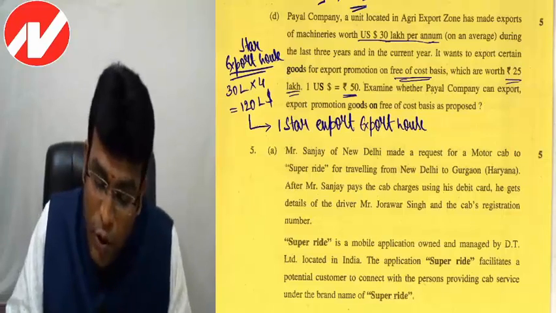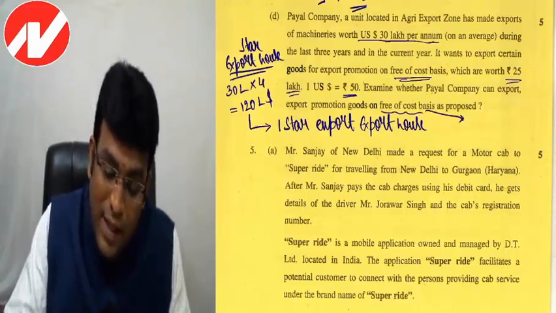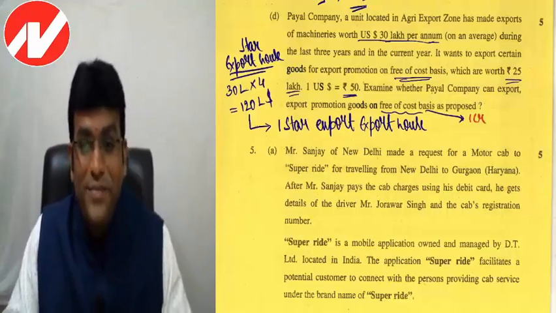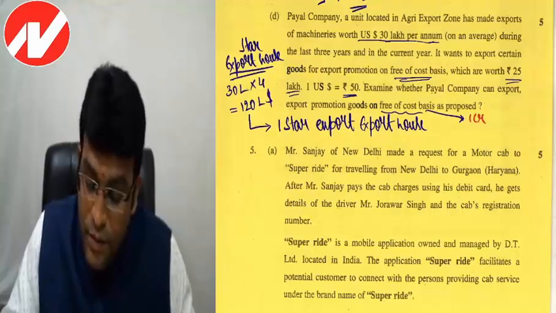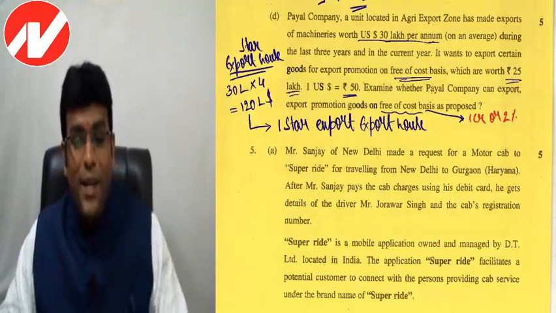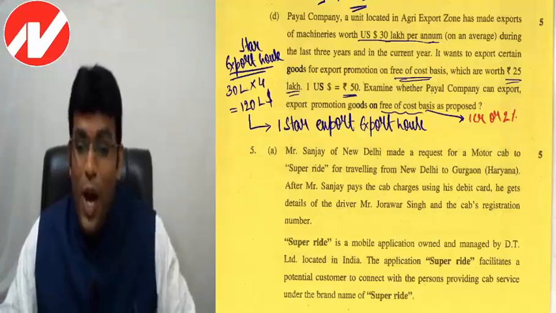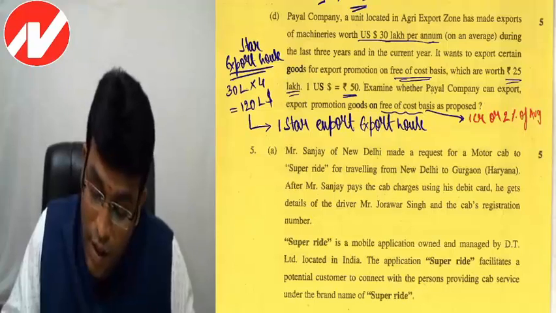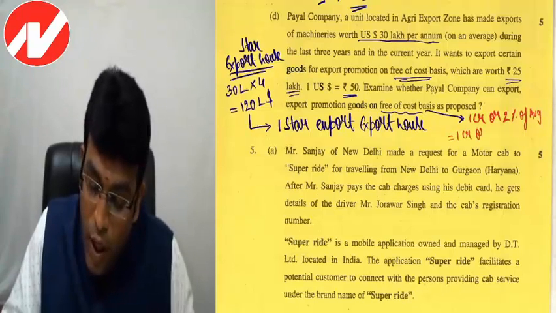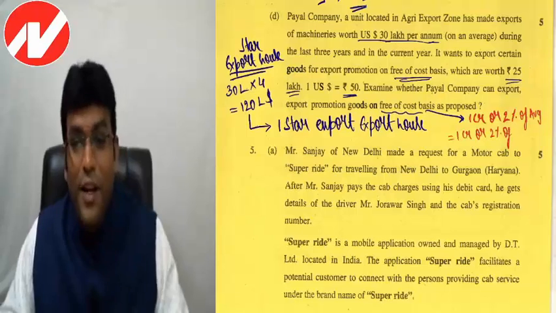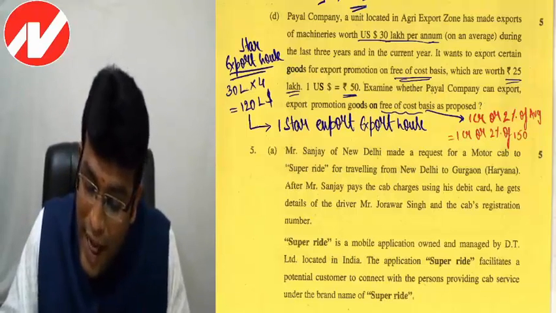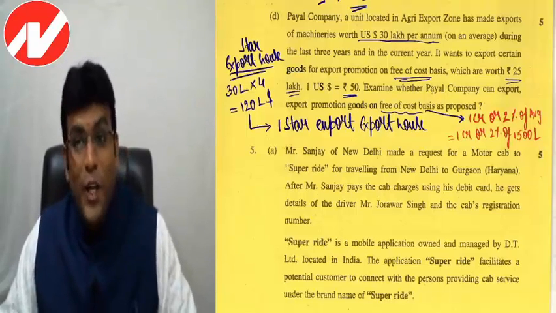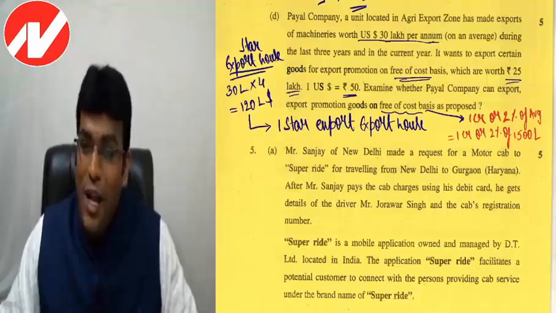And what they can export on free of cost basis is something like this. Listen, what they can export on free of cost basis is 1 crore or 2% of average. I repeat one more time, 1 crore or 2% of 1500 lakhs. However, 1500 lakhs because $30 lakhs into 50 rupees per dollar comes to 1500 lakhs.